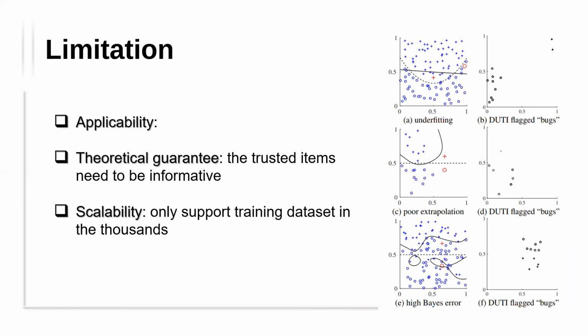The first one is applicability. They proposed three cases when their method won't work. In all cases, the dashed line is the true decision boundary. From chart A, they use a straight line as their model to separate the data. So there's actually no bug in the training set, but they use a bad model.